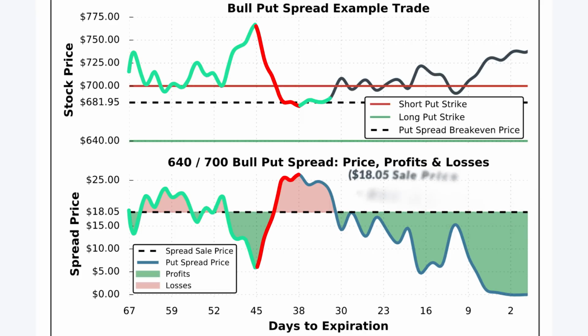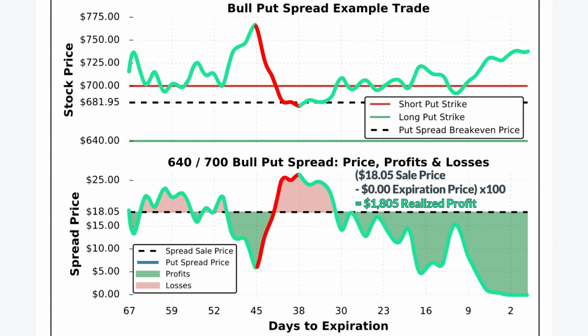Fortunately, the stock price recovered and ended up being above both put spread strike prices at the time of expiration, which means the 640 put spread expired completely worthless and realized the maximum profit potential of $1,805 for a trader who sold the spread for $18.05. I personally love this example because it demonstrates that when you trade options, it's very rare to have a situation in which the profitability of your position is linear.